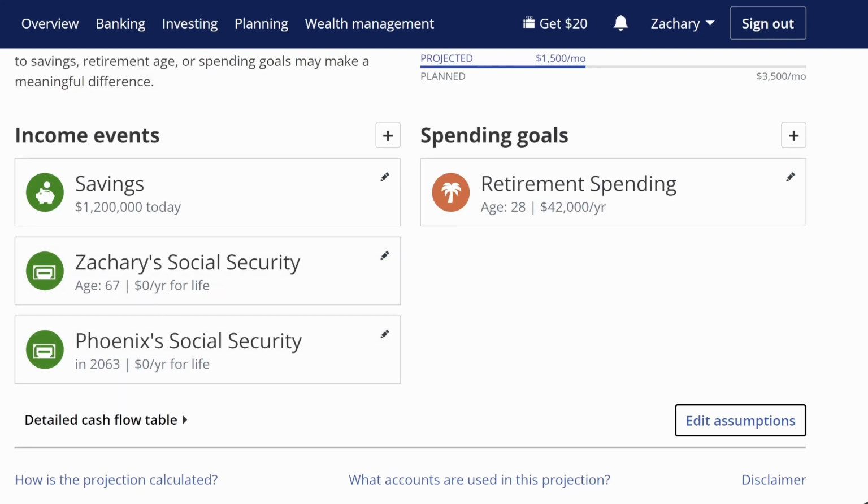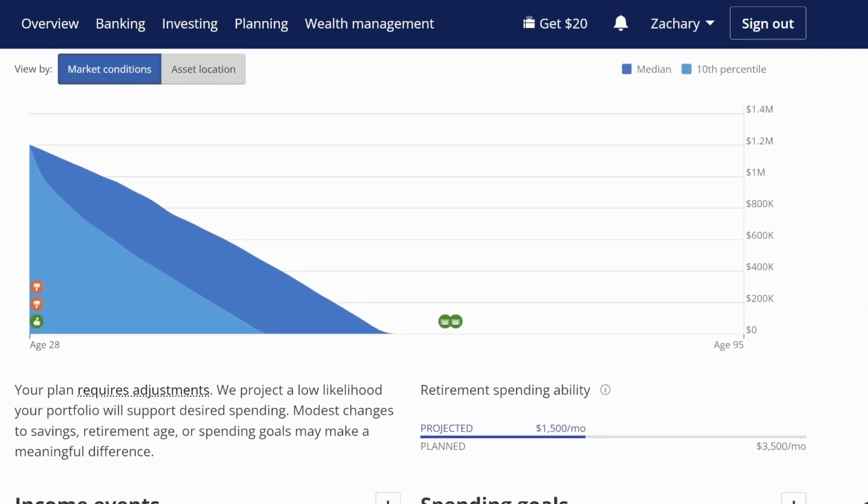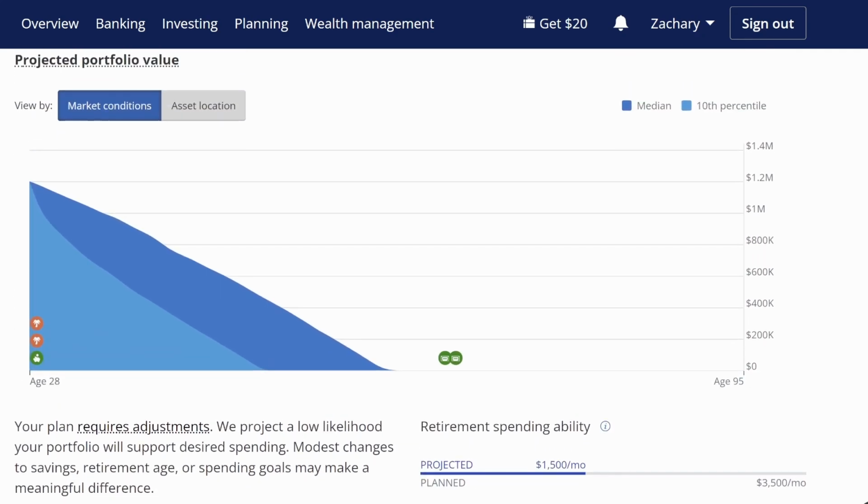So basically, just forget about it. If all of those worst case scenarios happened at the same time over the entire time that you were retired, then your retirement is probably not going to work out according to the numbers, according to the data.